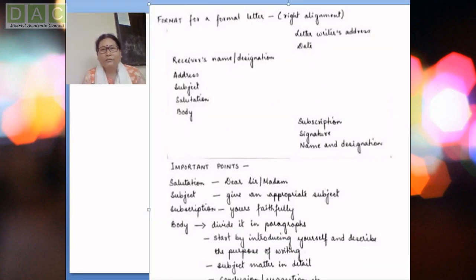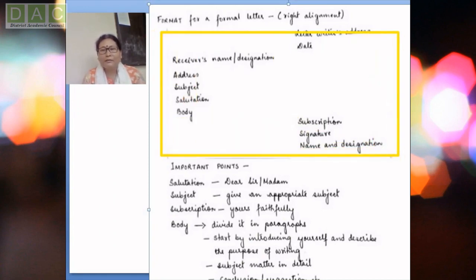Students, now observe the format of the same formal letter. The letter is the same, but only some of the things have changed their places. So now here the letter writer's address has gone up to the right top. After that we'll be writing the date. Now on the left side again the receiver's name and designation, the address, the subject, the salutation and the body. And on the right side again, in the corner, we'll be writing our subscription, the signature, the name and the designation.